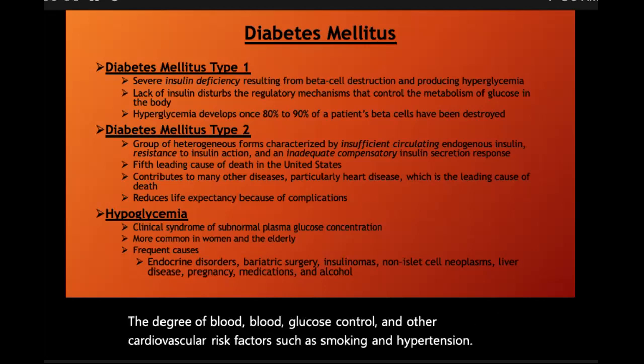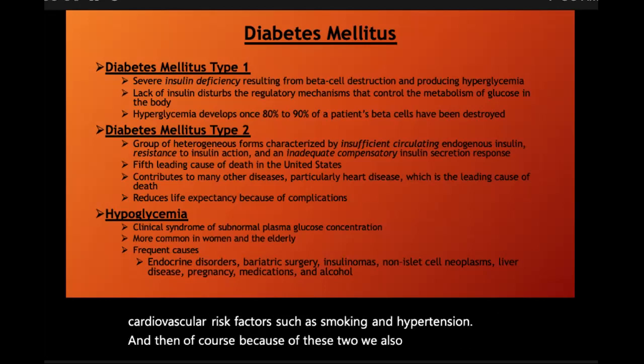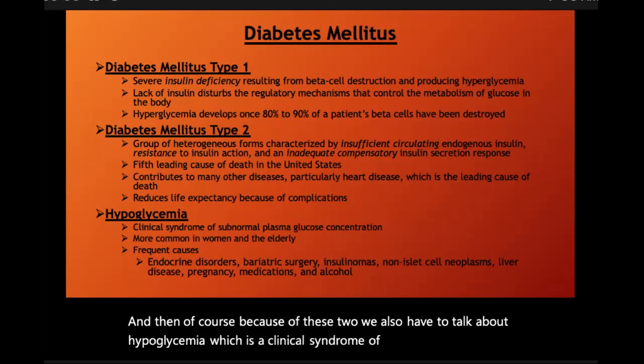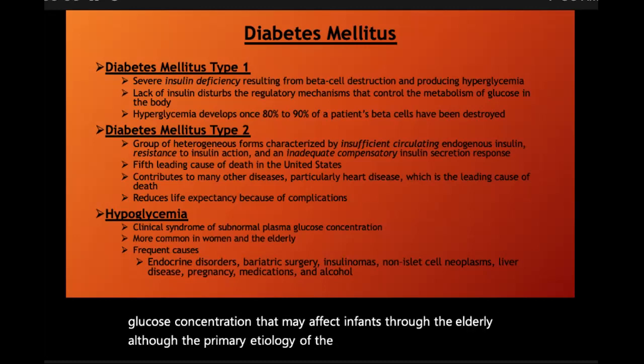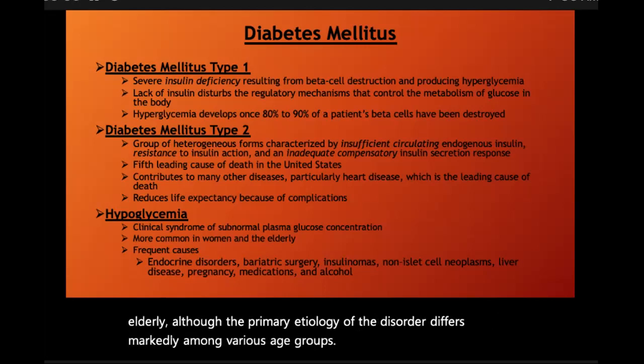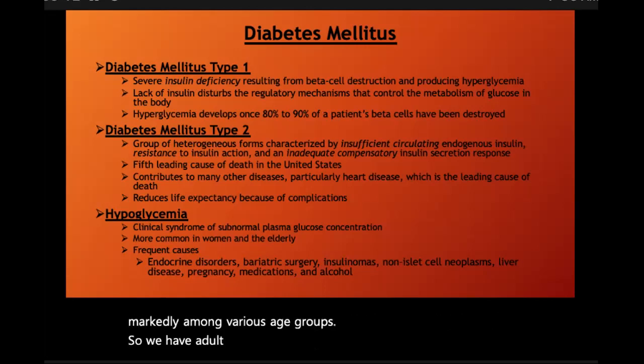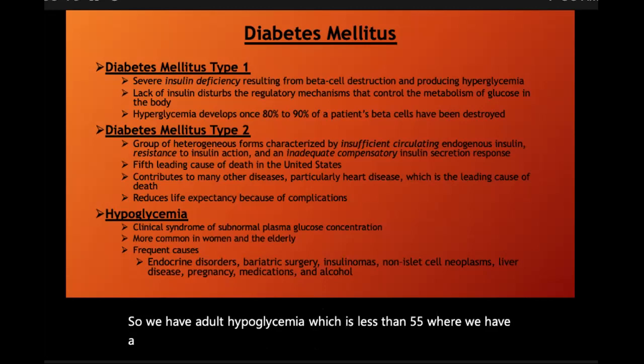And then, of course, because of these two, we also have to talk about hypoglycemia, which is a clinical syndrome of subnormal plasma glucose concentration that may affect infants through the elderly, although the primary etiology of the disorder differs markedly among various age groups. So we have adult hypoglycemia, which is less than 55, and neonatal hypoglycemia, which is defined as a level below 30 in the first 24 hours of life.